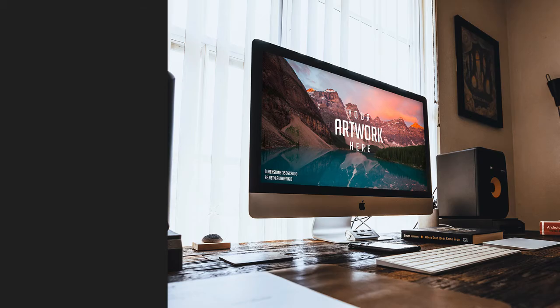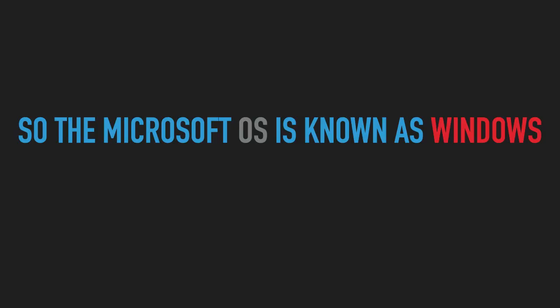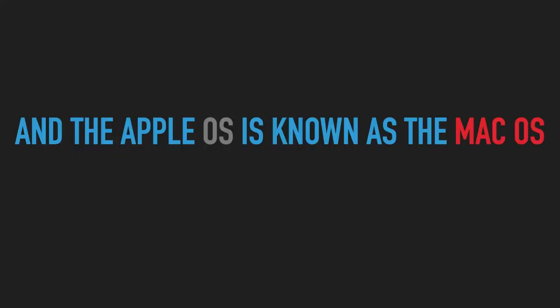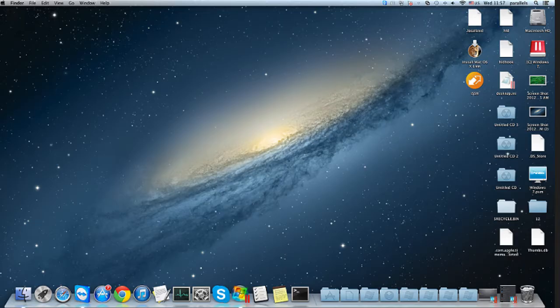Okay? So whenever you turn on a Microsoft computer, the operating system is known as Windows. Looks like this. I'm sure many of us have seen this. This is what it looks like. But then when you look at the Apple computers, the Apple OS, which is known as the Mac OS, looks something like this.